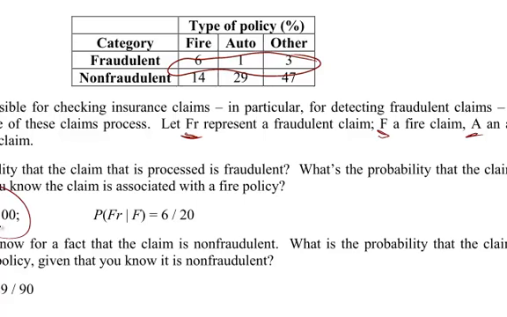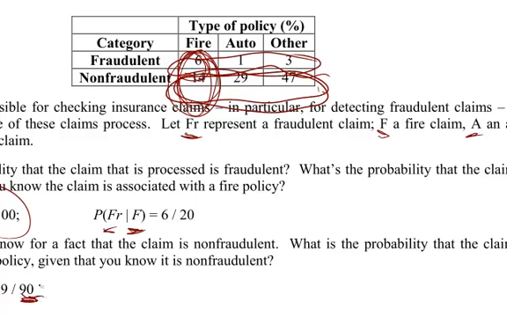But now, what's the probability that it's fraudulent given you knew it was fire? If it's fire, I know I'm sitting here. Fire is my new sample space, which is 20, and fraudulent given fire is 6 out of the 20 that occurred. Next, suppose that you know that a claim is non-fraudulent. Non-fraudulent means I'm sitting here and I know there's 90 of them. So 90 is my base. What's the probability it's auto? Auto is right here. Auto given non-fraudulent is 29 out of 90.